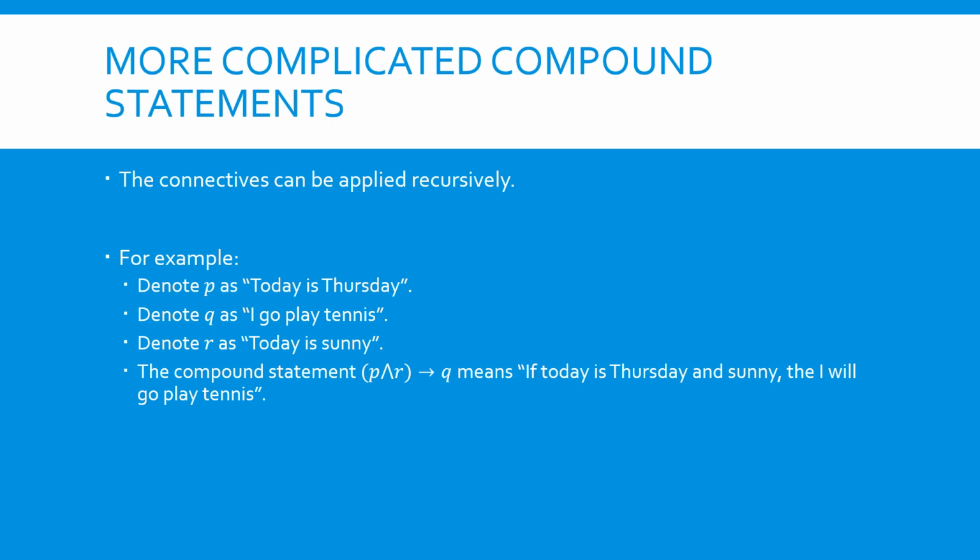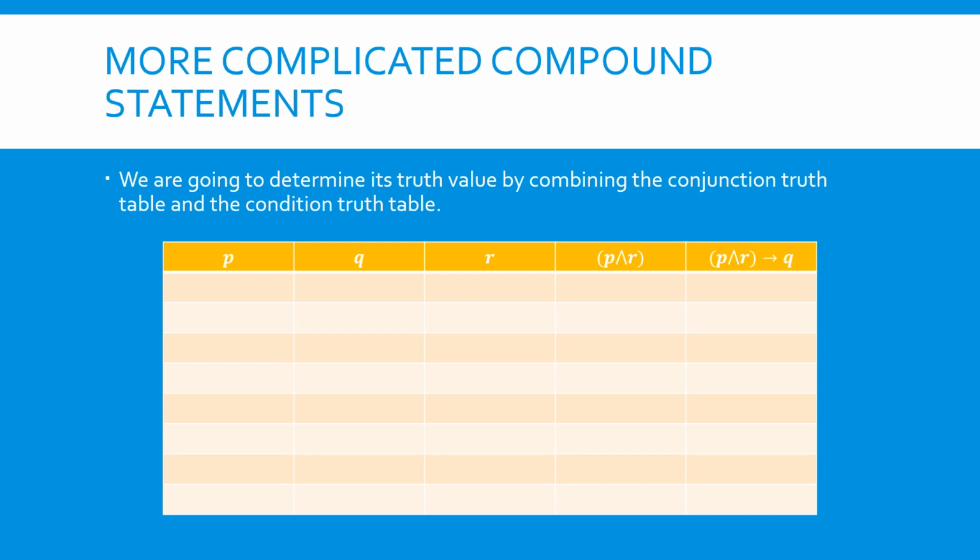Now, we have a more complicated compound statement that involves 2 connectives. The resulting statement says that if today is Thursday and sunny, I will go play tennis. To determine the truth value, we will recursively apply the truth value determination rules. First, we construct an empty truth table.